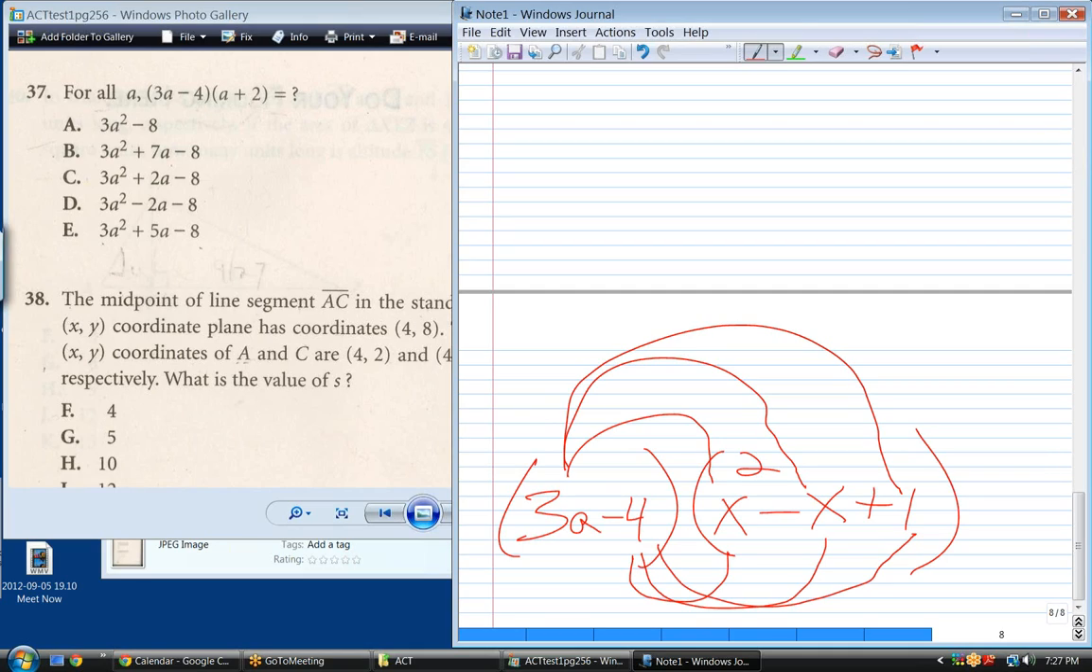So all you really need to know when you're multiplying a polynomial by a polynomial is make sure you multiply every term by every term. That's what FOIL actually does. You'll notice it does first, then it does outside, then it does inside, and then it does last.